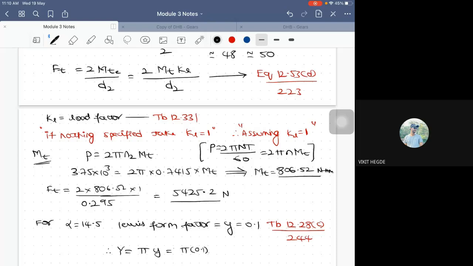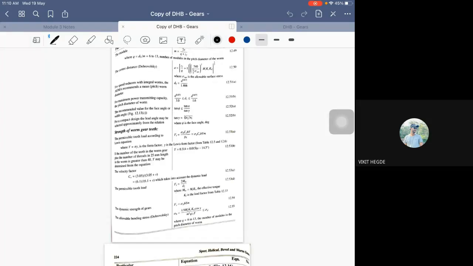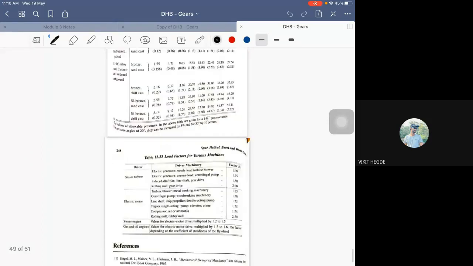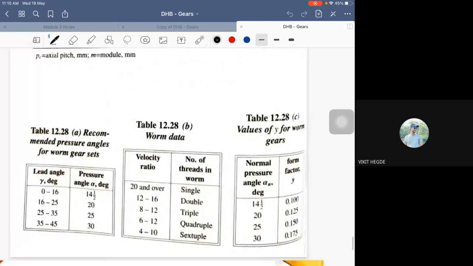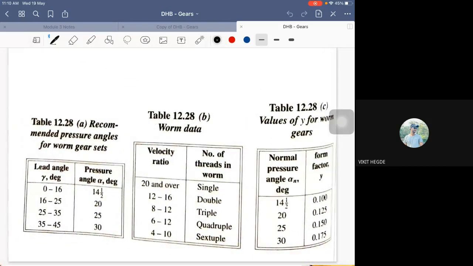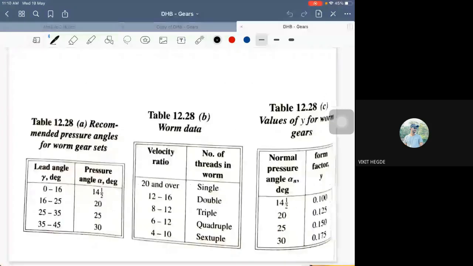Levy's form factor, directly you can go with the table 12.28C from page number 244. Okay. In this, see, this is very, very important, guys. You have to refer to 2 to 3 tables. These 3 tables are there. Now, from this, see what are the different values you can get. Just have a glance there.